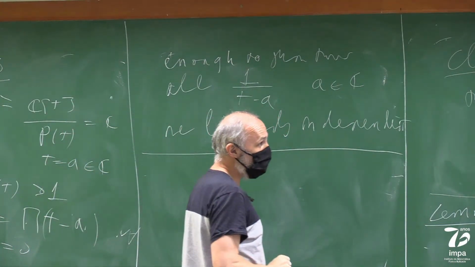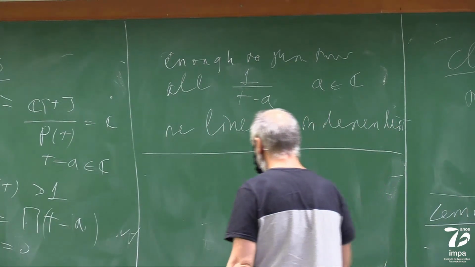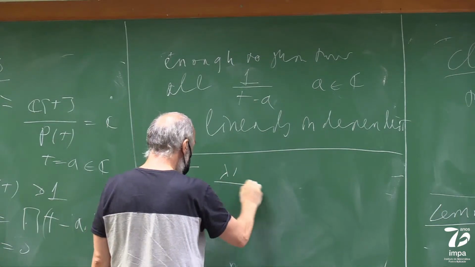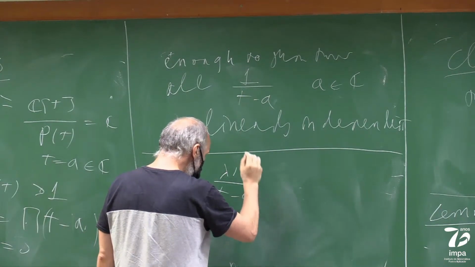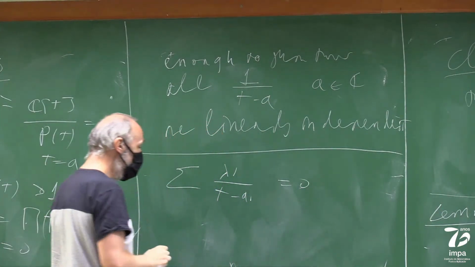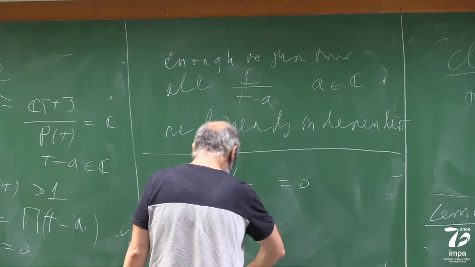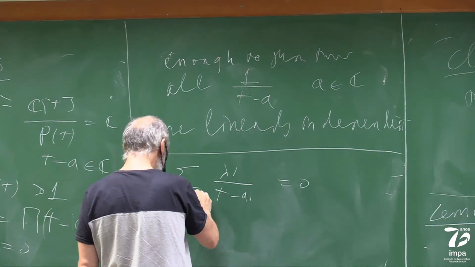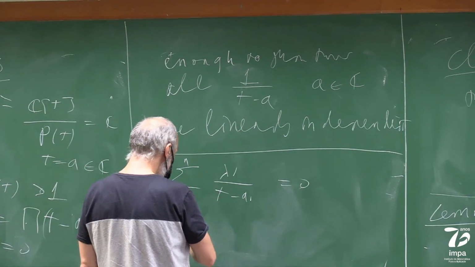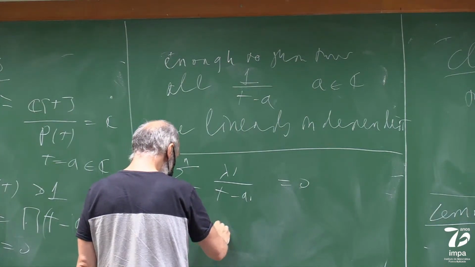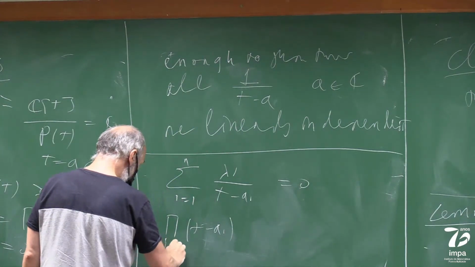Good. So let's prove it's linearly independent. You form a relation: the sum of lambda i divided by t minus a_i is equal to 0. Let's prove it's impossible. To do that, you multiply this relation by the product of t minus a_i, over all i from 1 to n.